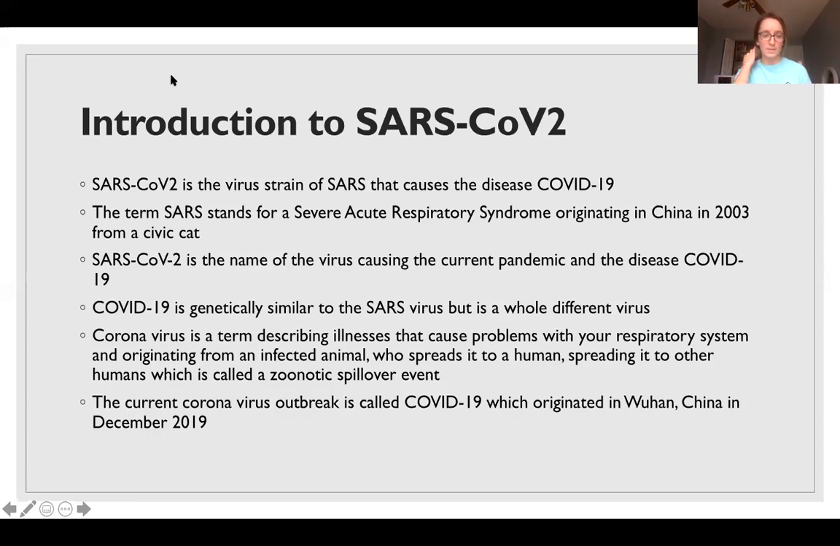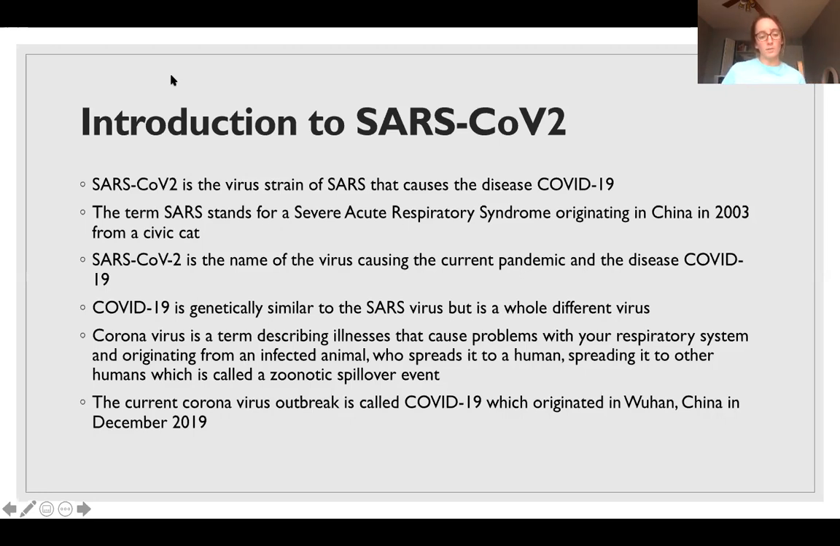SARS-CoV-2 is the actual virus strain that causes the disease COVID-19. It's genetically similar to the SARS virus, but it's a whole different virus, a whole different strain. Coronavirus is actually a term describing an illness that causes problems with your respiratory system, which makes sense because a lot of people who have it have been having bad respiratory symptoms. It originates from an infected animal who spreads it to a human, spreading it to other humans, which is called a zoonotic spillover event, and we'll talk more about that.